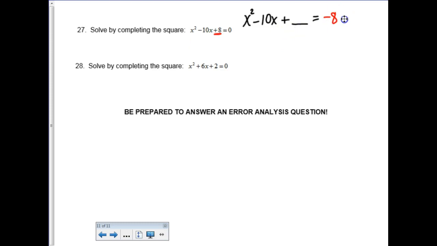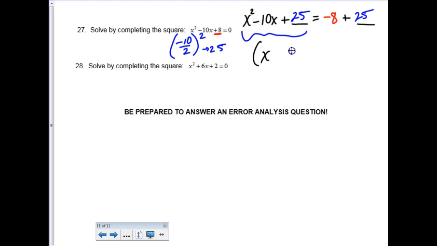But if you add a blank to the left, you have to also add a blank to the right to keep everything balanced. So now in the blank is where we take that b, cut it in half, and then square it. So negative 5 squared is 25. So that's a 25, and that's a 25. Keep your equation balanced. So I think maybe we're to the point where we're realizing, why are we even doing that? Well, because this trinomial now is going to factor into this awesome formula of x plus half of b, squared. Well, guys, half of b, half of this, is minus 5.